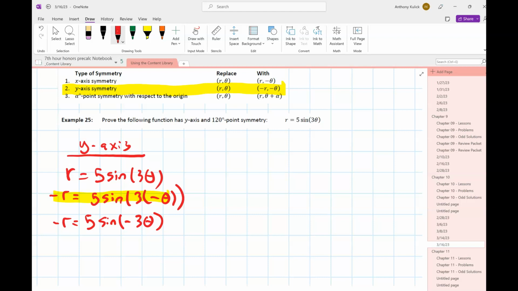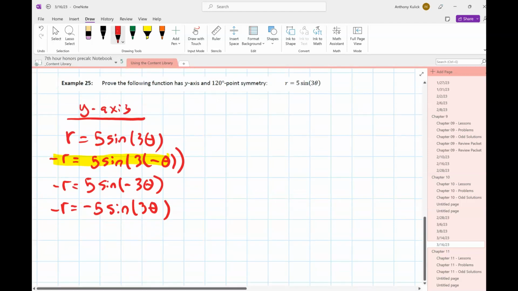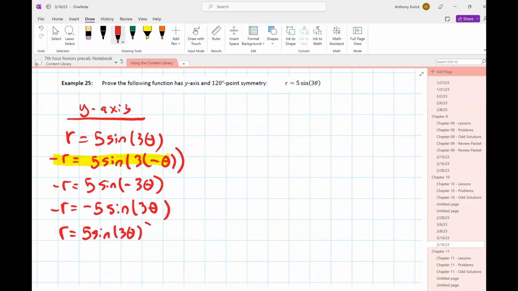That's exactly right. That was one of our identities from first semester. That was one of the odd-even identities: sine of negative theta is negative sine theta. And then if I divide both sides by negative 1, I got back to what we started with. So we're done. Great.